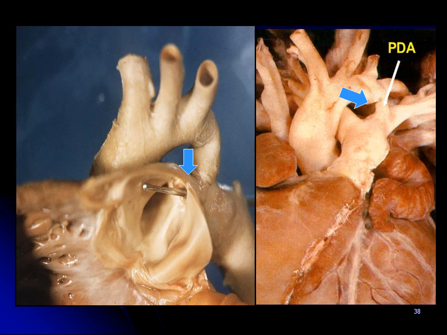This is the gross picture of the heart showing patent ductus arteriosus, characterized by a persistent communication between the descending thoracic aorta and the pulmonary artery that results from failure of normal physiologic closure of the fetal ductus arteriosus. The picture on the left shows a communication between the aorta and the pulmonary artery with the presence of a metal probe. These are seen in the blue arrow. On the right, the short segment of the ductus arteriosus is identified that connects the aorta with the pulmonary artery, and this is highlighted with the blue arrow.